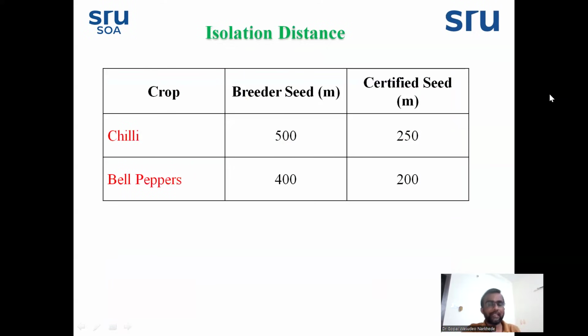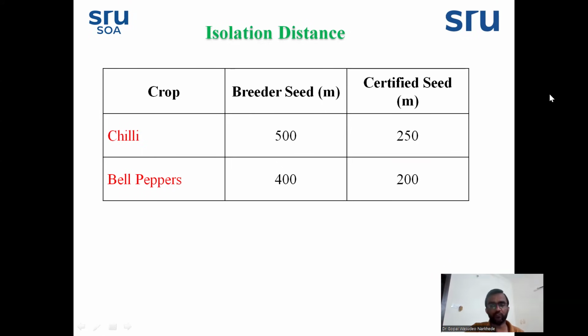So the next is isolation distance for the purpose of seed production. As we are already aware, there are 4 different classes of seed: nucleus seed, breeder seed, foundation seed, and certified seed. In chili, for breeder seed production, you have to maintain an isolation distance of 500 meters, and for certified seed production, you have to maintain 250 meters.